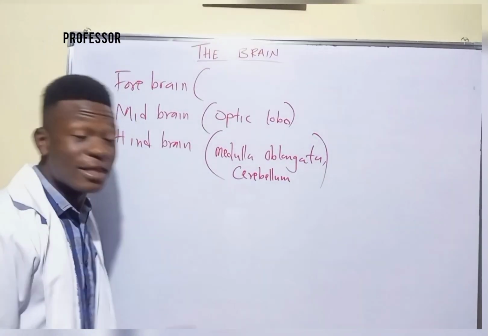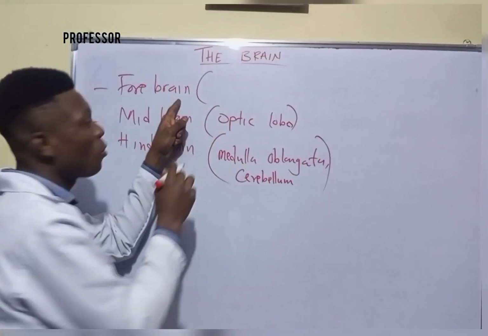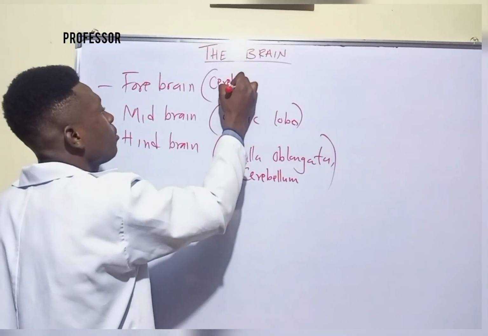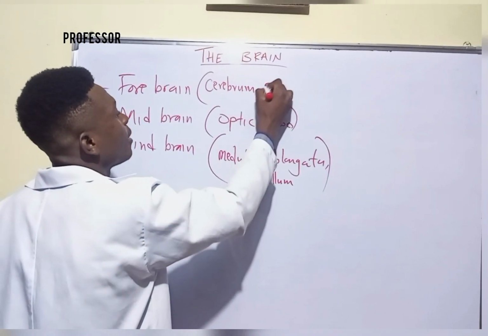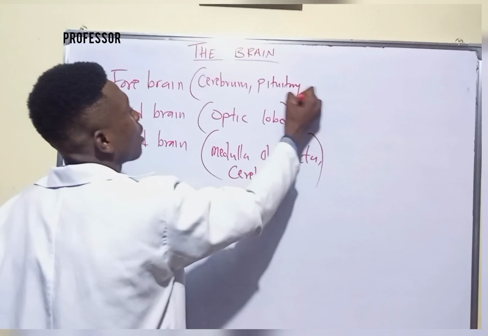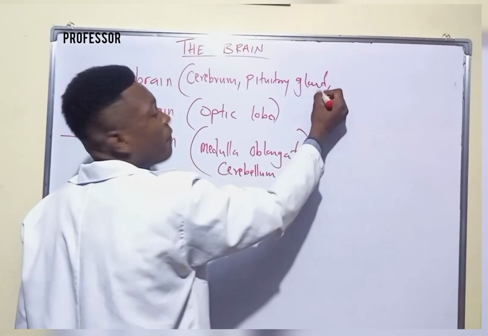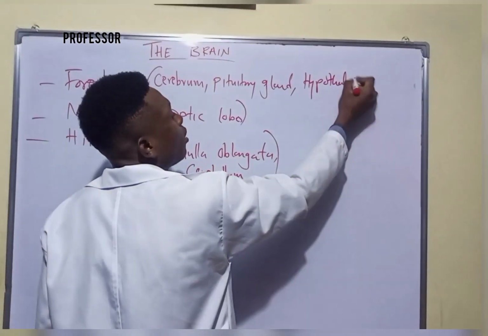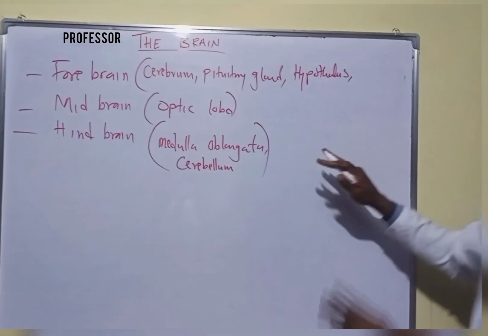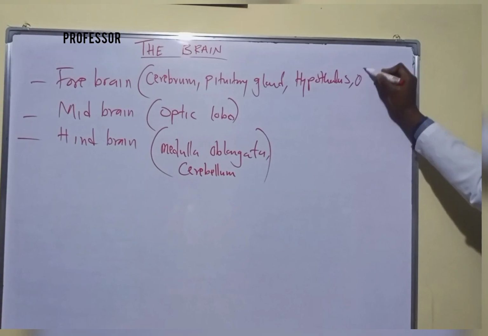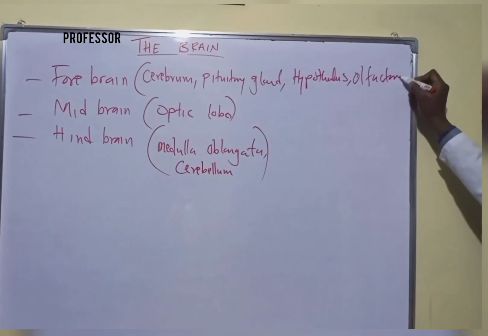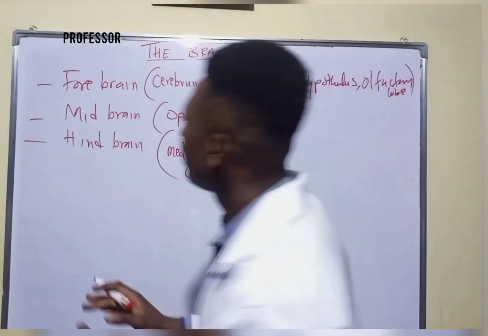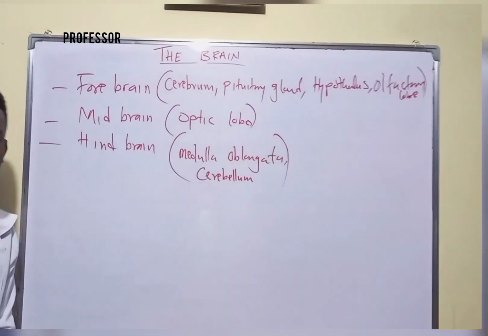We also find the cerebellum. Then in the forebrain, you find the cerebrum, the pituitary gland, the hypothalamus, and the olfactory lobe. So all these are called the regions of the brain.